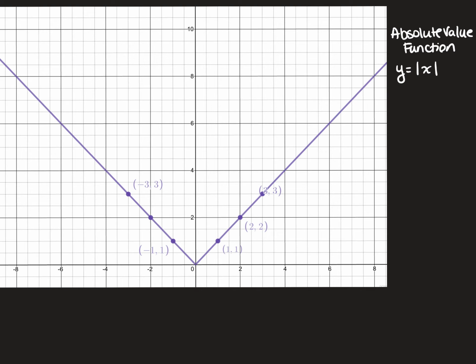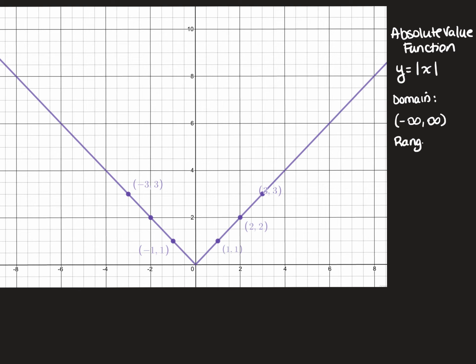We have to find some domain and range, x-intercepts, y-intercepts, all that kind of good stuff. So our domain, hopefully you notice that you can use any input for the absolute value function, which means there's no values we can't have in the domain. So our domain is from negative infinity to positive infinity.